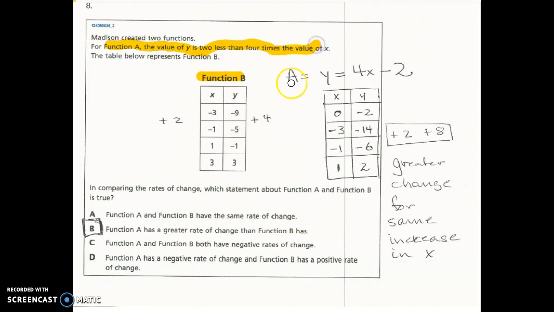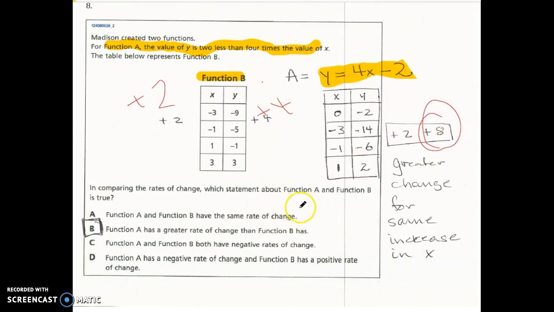So function A says y equals 2 less than 4 times the value of x. So this is the function for A. What I'm going to do then is set up a function table just like I did for B. I put in some values, and basically I can see that while B adds 2 each time, the result adds 4. And for A, I also add 2 each time, but my results go up by 8.